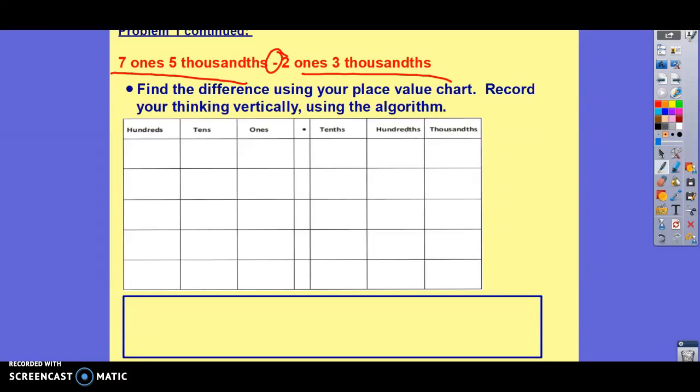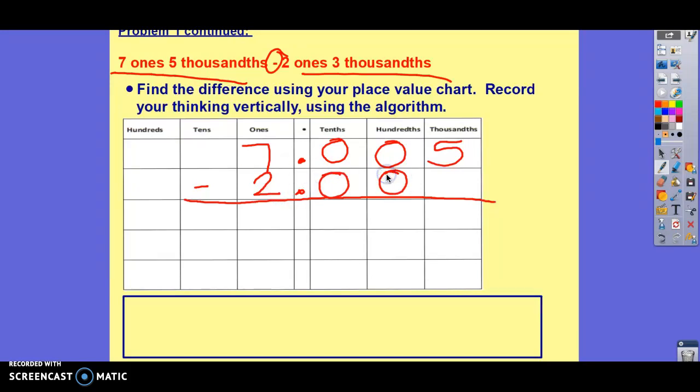So we're going to start off by placing these values in a place value chart. So 7 ones and 5 thousandths. No tenths, no hundredths, 5 thousandths. You can try to add the next one, 2 ones and 3 thousandths, and see where they would land on the place value chart. We start in the ones place with our 2 ones. Again, nothing in the tenths place, nothing in the hundredths place. 2 ones and 3 thousandths.